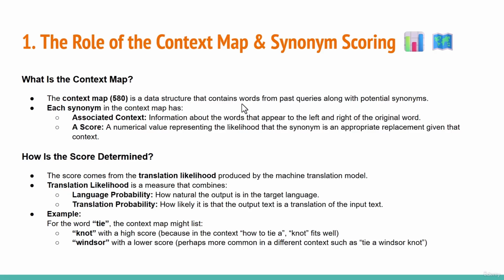Translation likelihood combines language probability and translation probability. Now, what is language probability? It is how natural the output is in the target language. The second is translation probability, which asks how likely the output text is to be a correct translation of the input text. For example, if the word is tie, the context map might list knot and Winston. It will give knot a high score because the context how to tie a knot fits well. However, Winston is found in a different context, like tie a Winston knot, so its score will be lower.